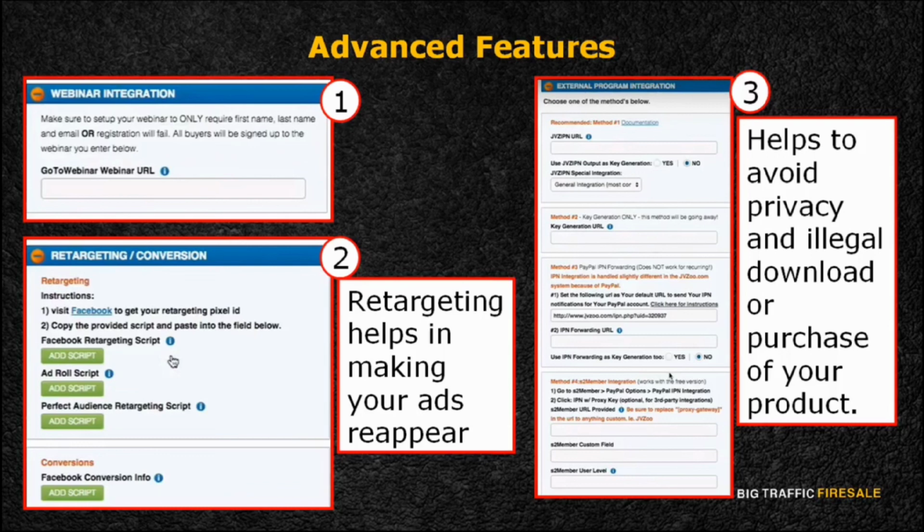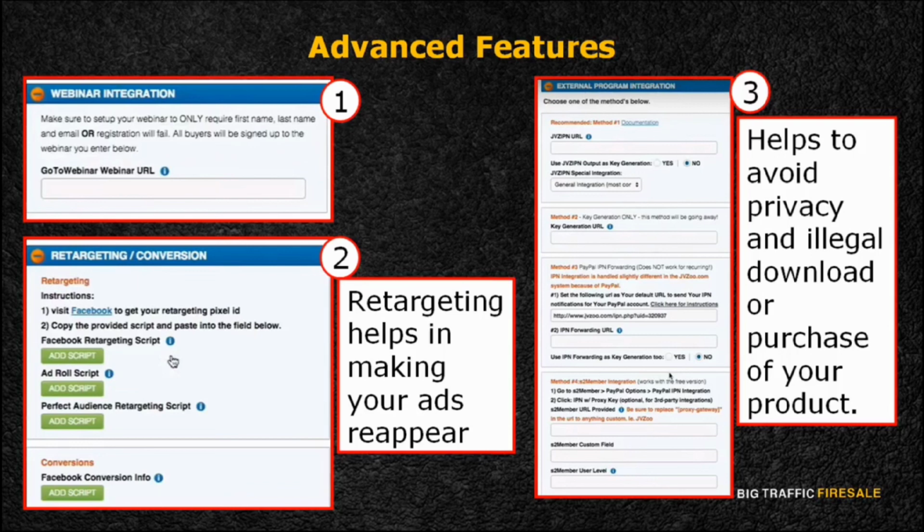Finally is the external program integration. JVZoo.com offers an automated username and password creation to visitors. This prevents them from passing through all the links just to reach towards your end product page. It helps to avoid privacy and illegal download or purchase of your product. You're almost set. Scroll down and click the Save Product.